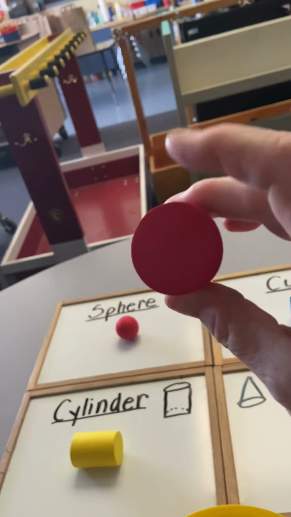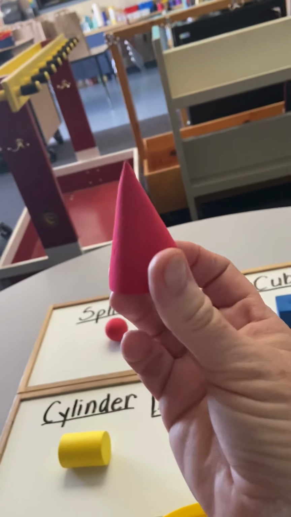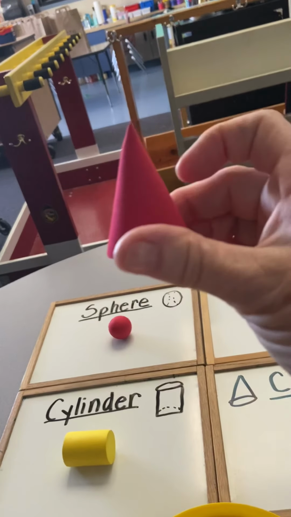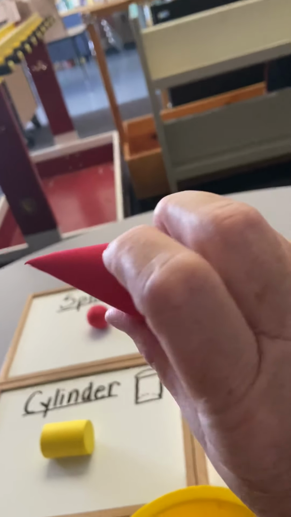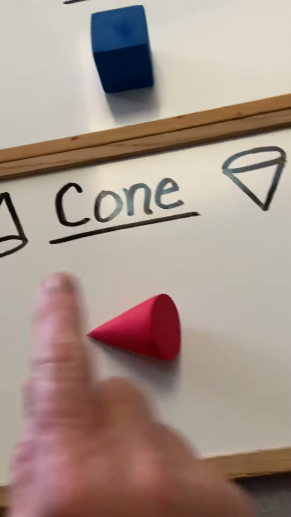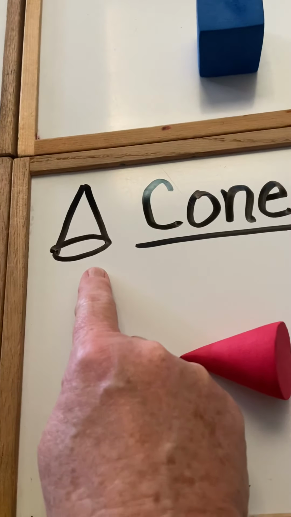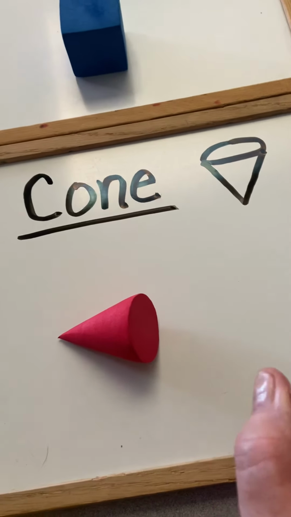This one has a circle here, and then the sides are like a triangle. Okay, it comes up to a point like a triangle, but it's not flat like a triangle. It has dimensions. Okay, and this is how you spell the word cone. If it's this way, it does look like a hat, a party hat. If it's this way, it looks like an ice cream cone.